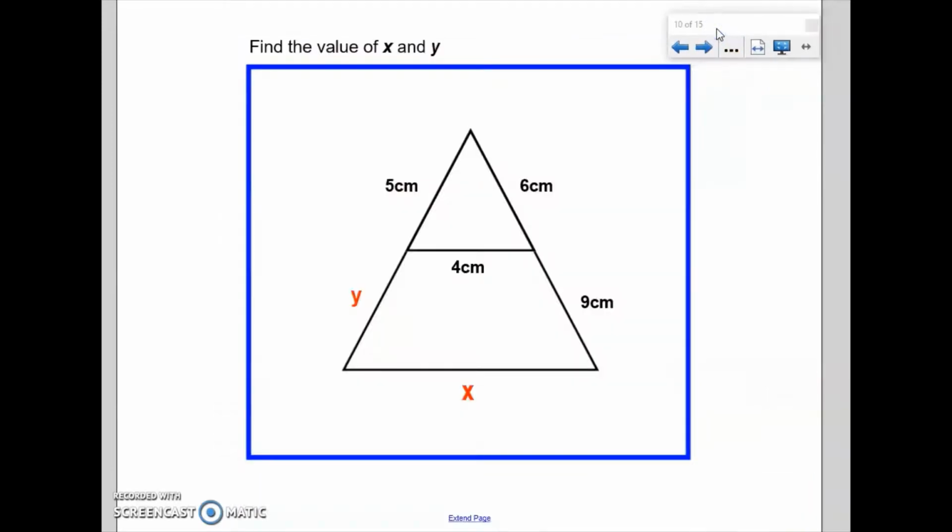Challenge question number 2. Again, you're trying to find the values of x and y. Could you pause the video? Give this question your attention for 5 or 6 minutes and see if you can come up with a solution with working out. Could you pause the video now, please?